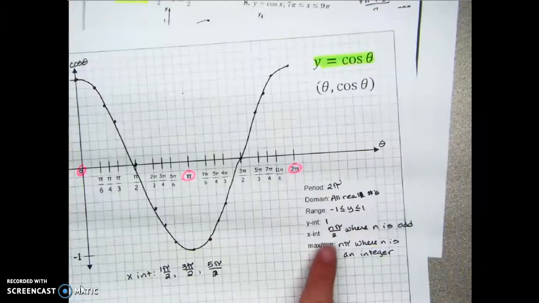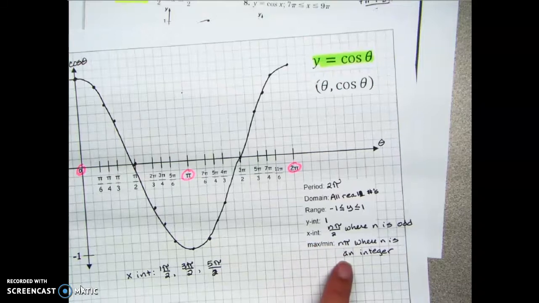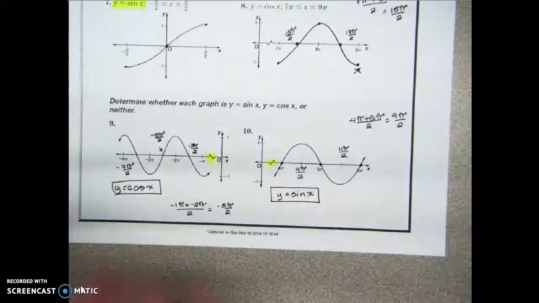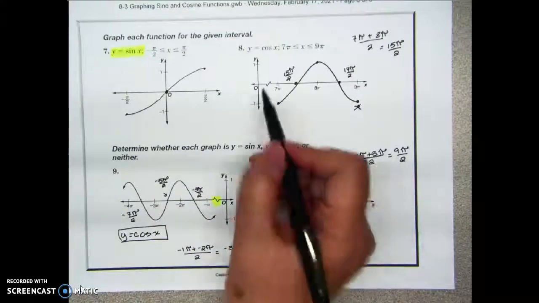So use the ideas of where are my x-intercepts and where are my maxes and mins, and at the beginning of a period, where do I start? That's how you're going to create these graphs that are not to scale with the origin.